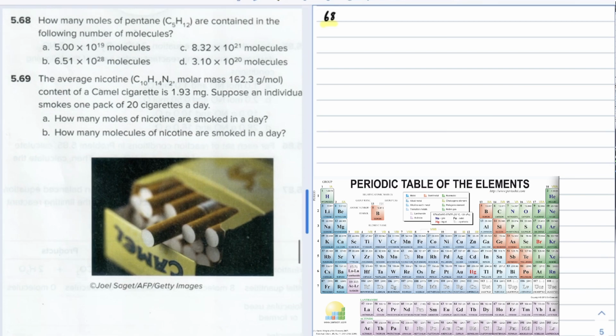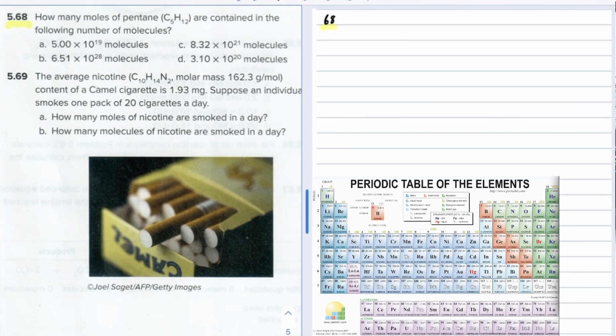Problem 68. How many moles of pentane, C5H12, are contained in the following number of molecules? So we're given 4 of them to do.